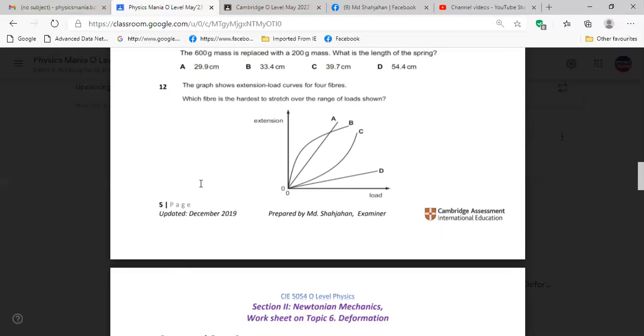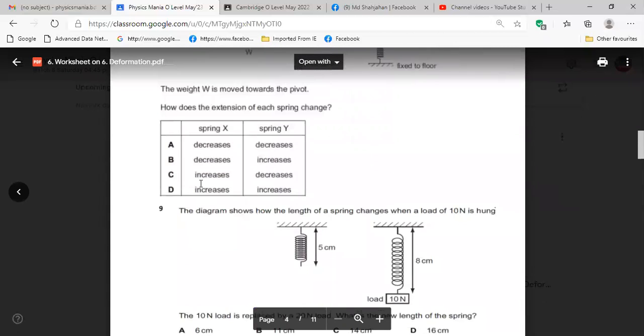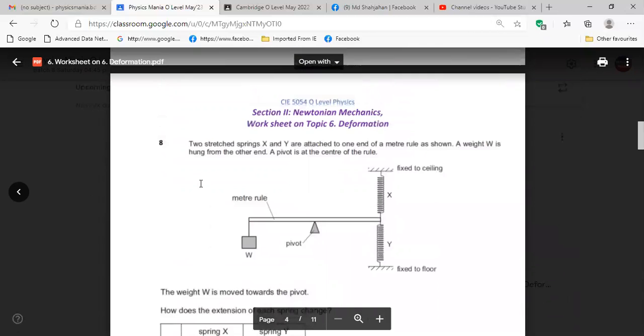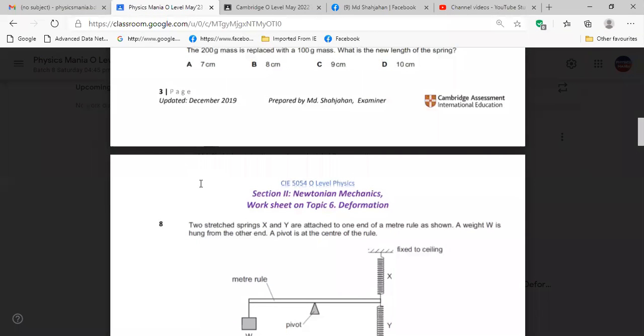So what is your homework? Homework: 2, 4, 5, 7, 8, 9, 10, 11. Can you write this homework in your Emo? You write the topic and homework, not the answers. Only the question numbers. Write homework on topic 6, worksheet, MCQs. Then you write the numbers. That's it.